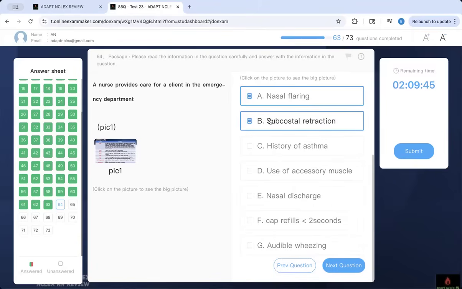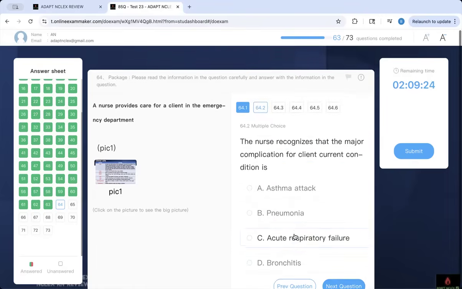Subcostal retraction is bad. If you have asthma, it's not going to change what I'm going to do today. Use of accessory muscle is bad. I've got to stop all this. Nasal discharge, I'm not worried because it's associated with your allergy. Your capillary refill less than 2 seconds, you're hydrated. And if you have wheezing, I don't like it.